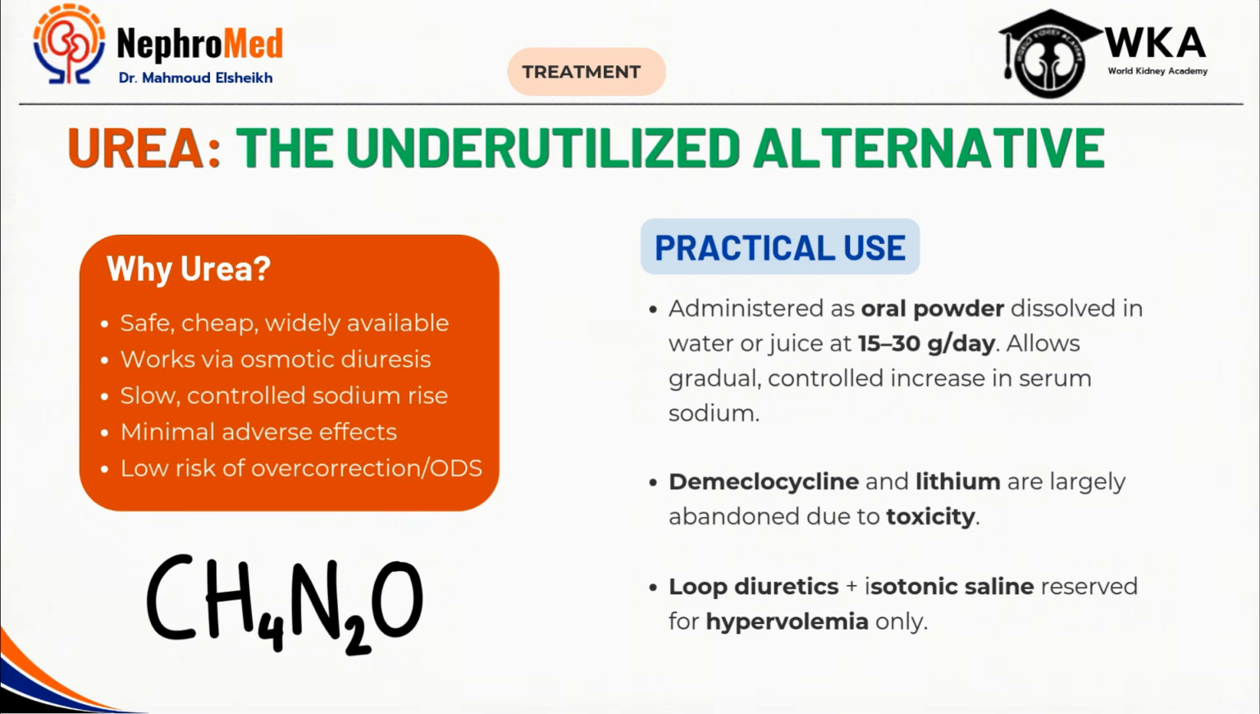This slide also highlights an important historical point. Older therapies like demeclocycline and lithium are now rarely used because of their toxicity profile, particularly nephrotoxicity. And loop diuretics combined with isotonic saline are usually reserved for hypovolemic states rather than classic euvolemic SIADH. So overall, urea offers something very attractive: a simple, low-cost, controlled, and relatively safe strategy for chronic hyponatremia management.